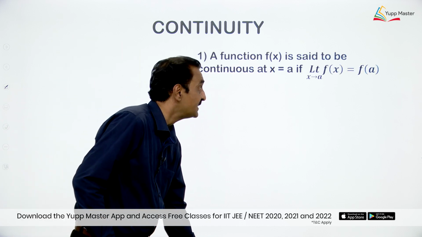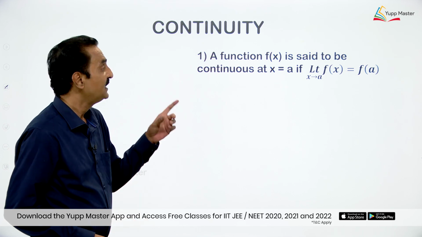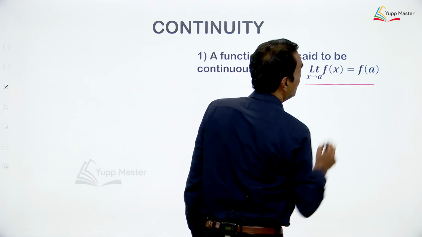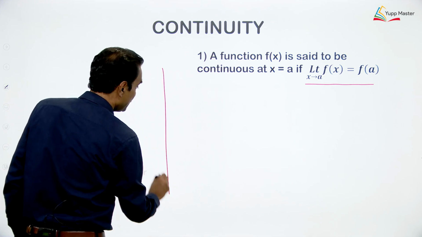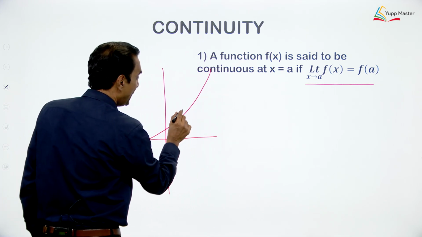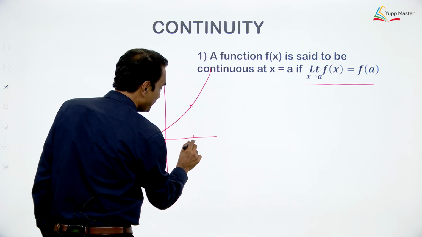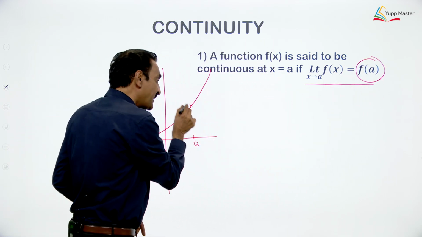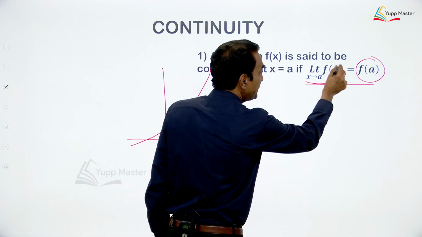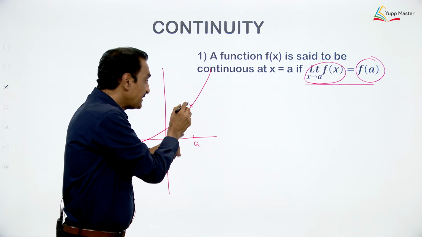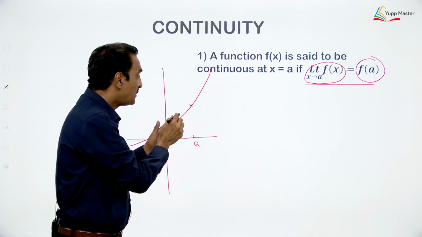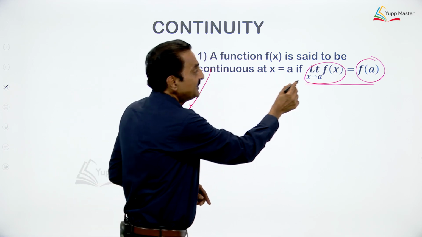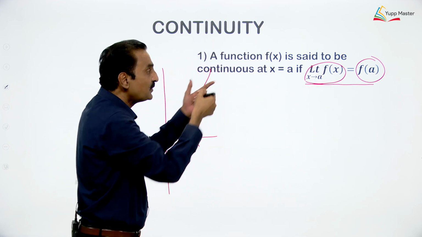A function f of x is said to be continuous at x is equal to a if limit of f of x as x tends to a is equal to f of a. What does it mean? If you take the graph of a function like this, at a point say x is equal to a, if f of a is defined, then the point is defined. If this limit is defined, that means immediate right neighborhood point and left neighborhood point are existing. Now, if this point is connected to both right side curve and left side curve, then right hand limit and left hand limit will be equal to f of a.